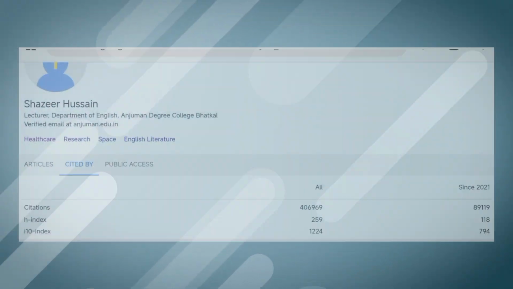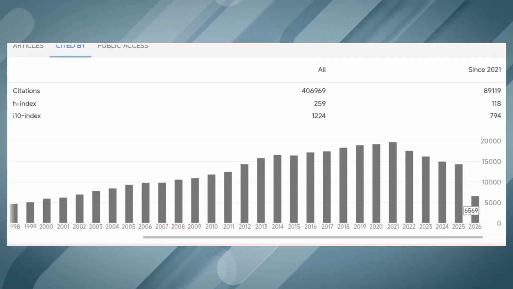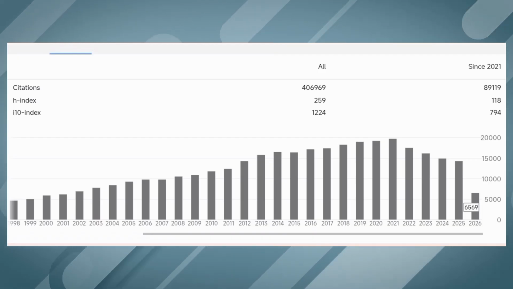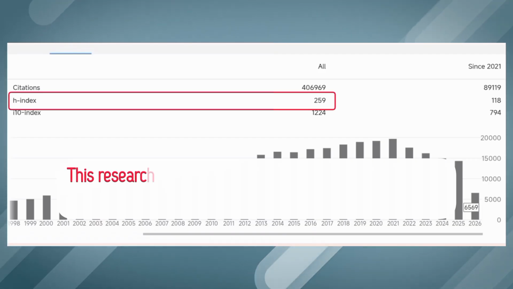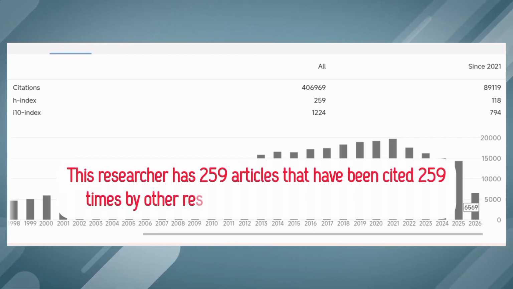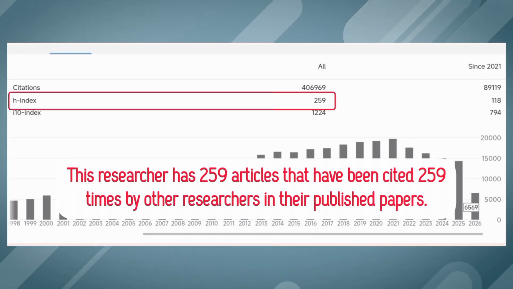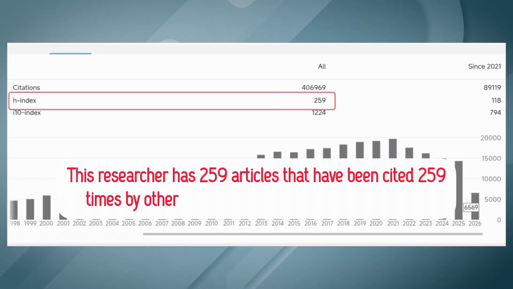If we look at this on the professor's actual profile picture, you can see that this author has an H-index of 259. This means they have 259 articles, and every single one of those articles has received at least 259 citations. The next metric is called the I-10 index.